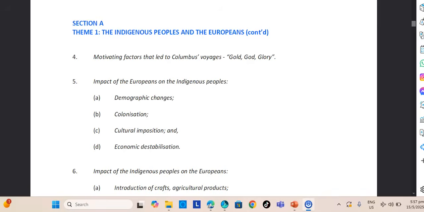Now, the arrival of the Europeans in the Caribbean and the Americas not only led to demographic collapse, not only did it lead to colonization, but also cultural imposition. European colonizers imposed their religion, language, values, and customs on the indigenous peoples, often with the intent that they were going to civilize them or control them.